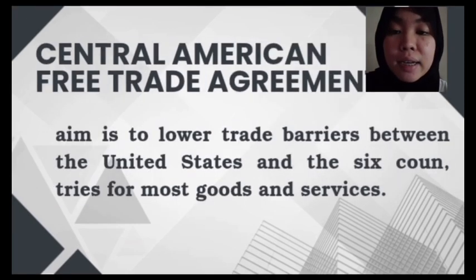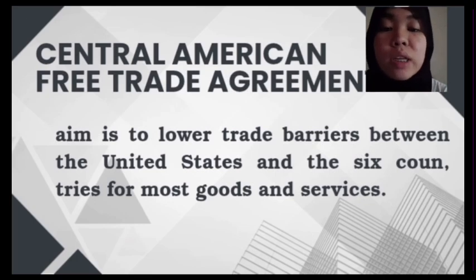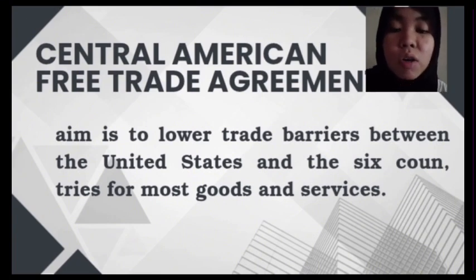Next is the Central American Free Trade Agreement, or CAFTA. CAFTA was signed in 2005 between the United States and 6 Central American countries, which are Costa Rica, El Salvador, Guatemala, Honduras, Nicaragua, and later the Dominican Republic. Its main goal was to lower tariffs and trade barriers, making it easier for goods and services to move between the U.S. and these countries, and also to strengthen economic ties in the region.